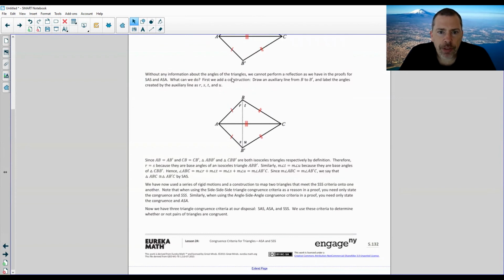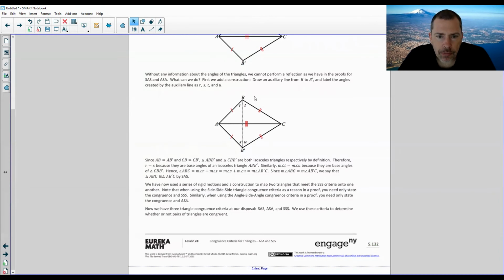Without any information about the angles of the triangles, we cannot perform a reflection as we have in the proofs for the SAS and the ASA. What can we do? First, we add construction. Draw an auxiliary line from B to B prime and label the angles created by the auxiliary line as R, S, T, and U.